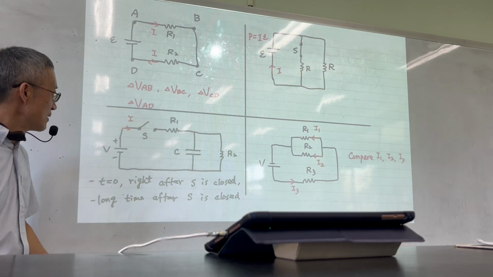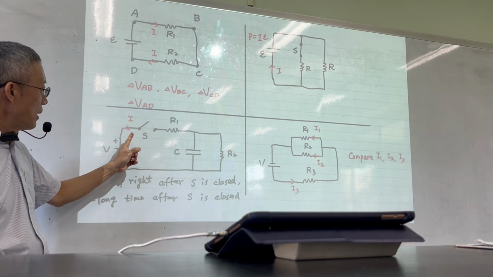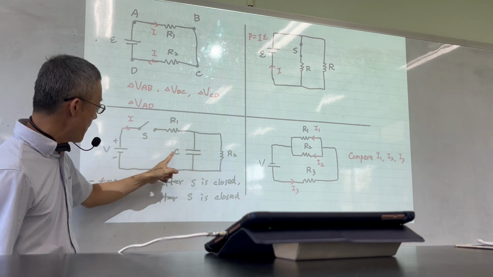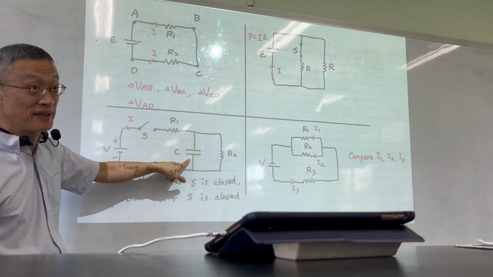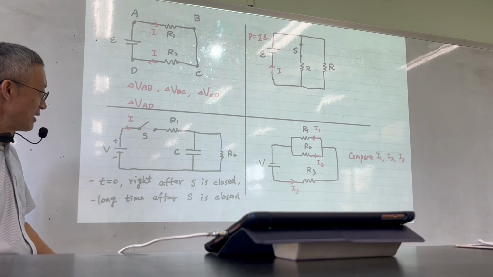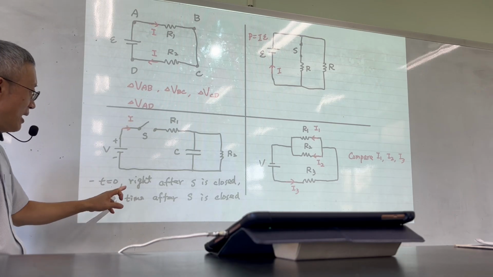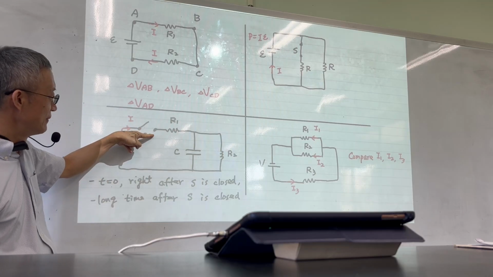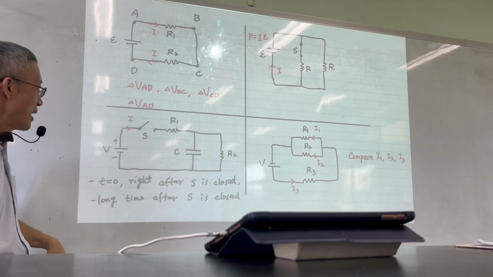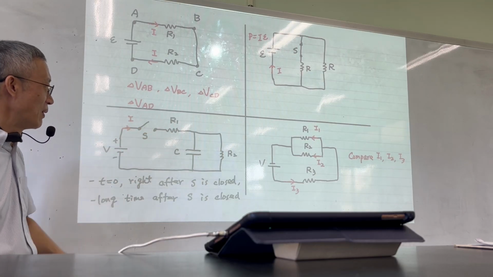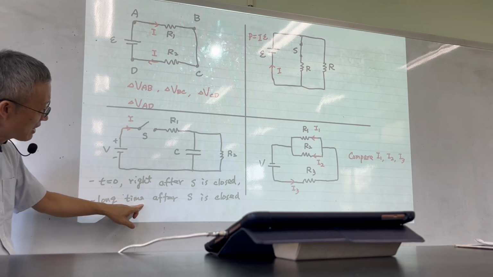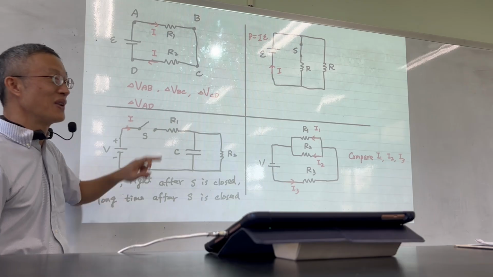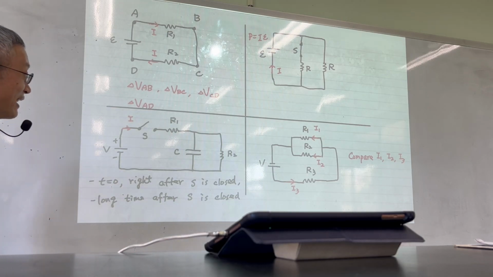Okay. So when the switch is closed, the battery is going to charge the capacitor, right? The question is always like this. When t equals 0, right after the switch is closed, what is the current passing through R1? And after a long time, after S is closed, what is the current passing through R1? Basically, it's like this.